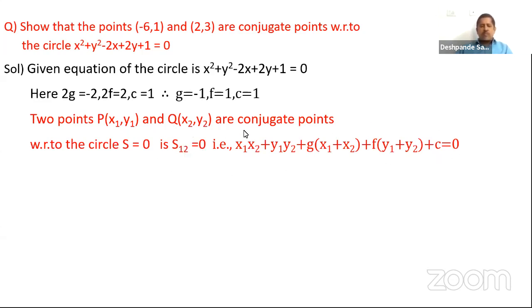We are going to use this formula for the problem here. So what is x1, y1 here? Minus 6, comma 1. What is x2, y2? It is 2, comma 3. So here x1, y1 is equal to minus 6, comma 1. x2, y2 is equal to 2, comma 3.